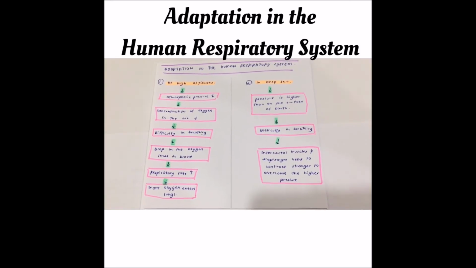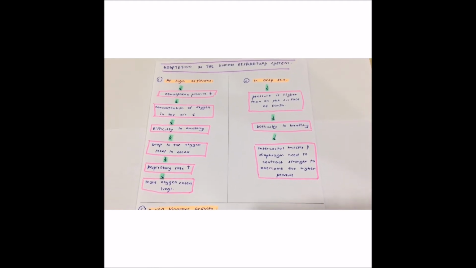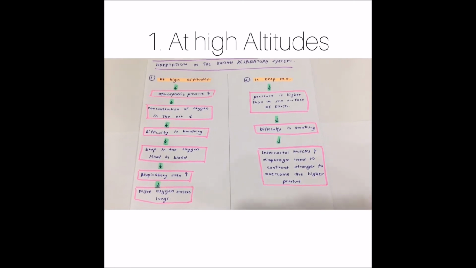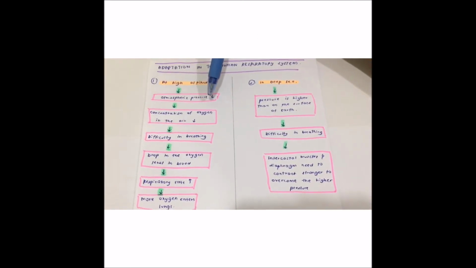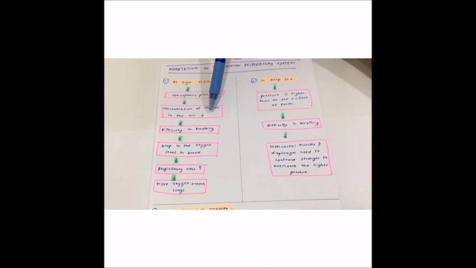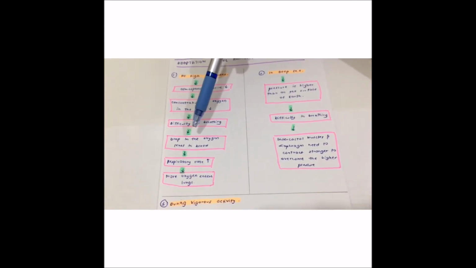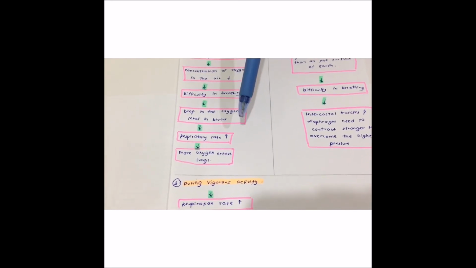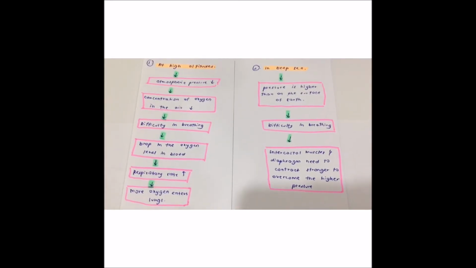Now we look at the adaptation in the human respiratory system. We have a total of 4 situations in which the adaptation occurs. The first situation is at high altitudes. At high altitudes, the atmospheric pressure is low, which causes the concentration of oxygen in the air to be very low. So this causes difficulty in breathing and a drop in the oxygen level in blood. When there is a drop in the oxygen level in blood, your respiratory rate will increase so that more oxygen can enter the lung.